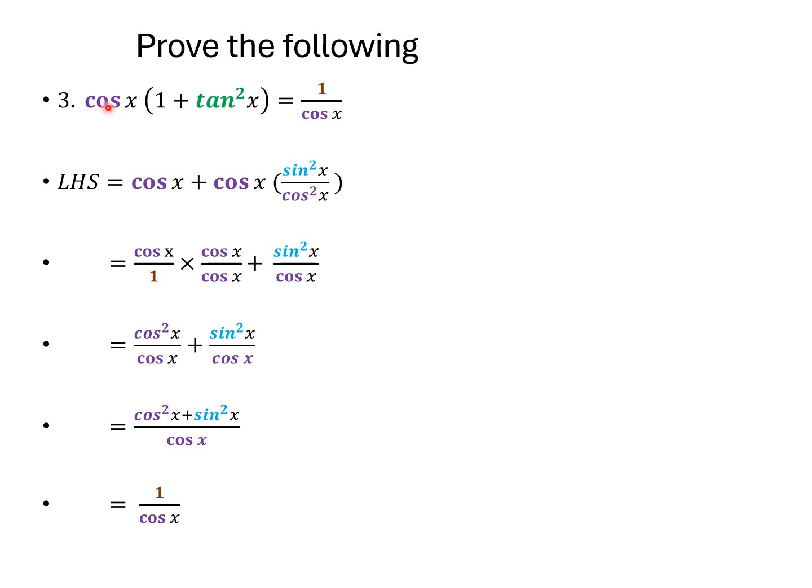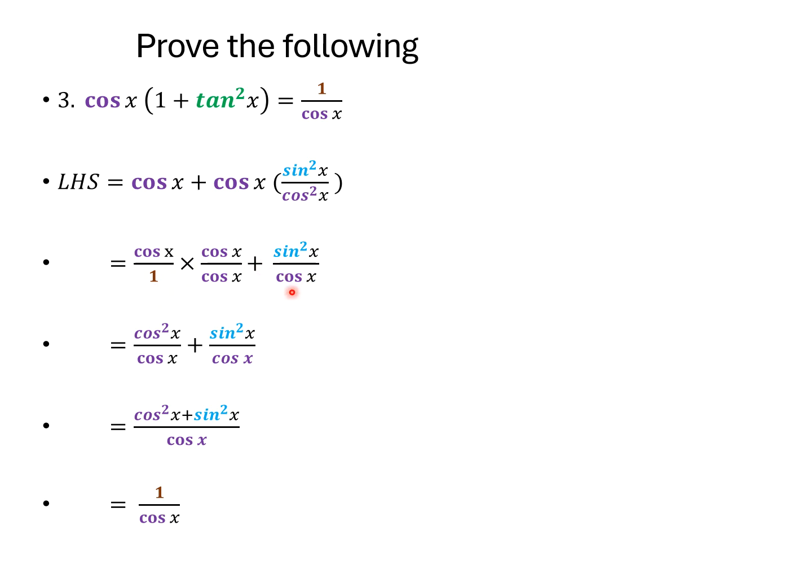Now problem number 3. We have cos x in front of the bracket 1 plus tan squared x. We must make the left-hand side equal 1 over cos x. Cos x times 1 gives me cos x. Cos x times tan squared x gives me cos x tan squared x. But we should know from the quotient identity that tan squared x is sine squared x over cos squared x. So cos x divides into cos squared x and leaves cos x behind. I'm left with sine squared x over cos x, and here, cos x over 1.